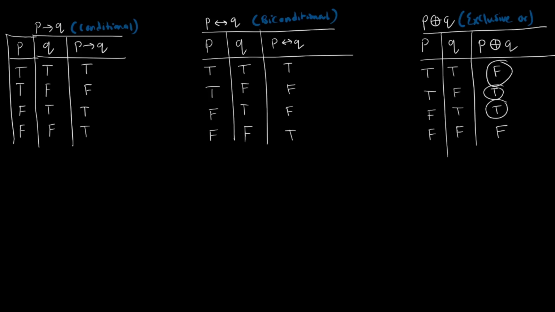So in a way, it's the opposite of the biconditional, because if P and Q are the same thing, then we'll get false. If P and Q, again, are the same thing, we'll get false. But if they're different, we'll get true.